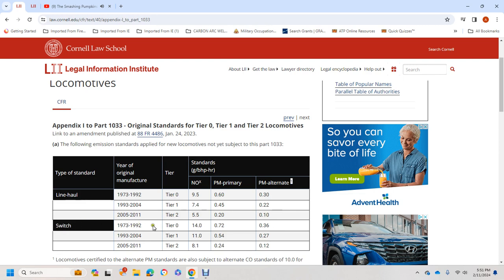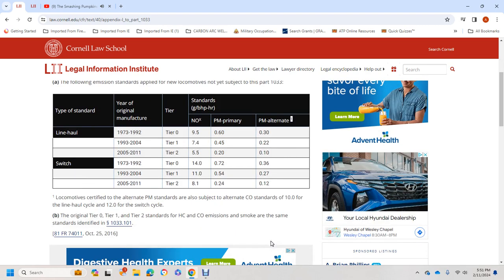Switch, 1973 to 1992, Tier 0, 14 nitrogen oxide, particulate matter 0.72, particulate matter alternative 0.36. 1993 to 2004, Tier 1, 11 nitrogen oxide, particulate matter 0.54, particulate matter alternative 0.27. 2005 to 2011, Tier 2, 8.1 nitrogen oxide, primary particulate matter 0.24, primary particulate matter alternate 0.12.